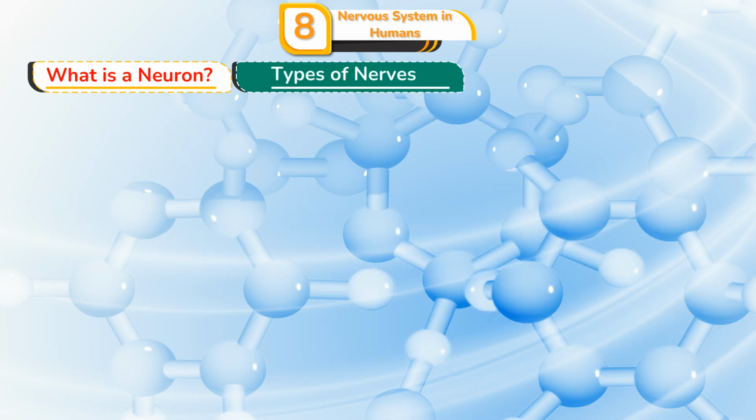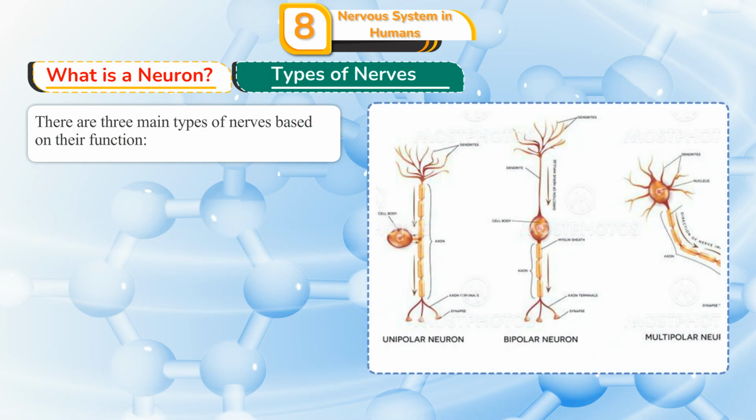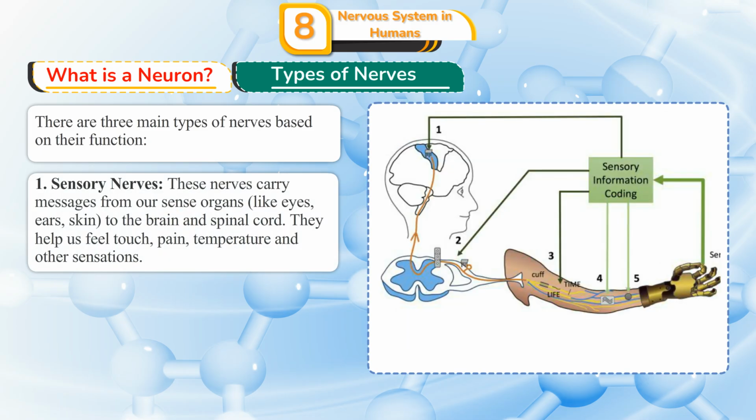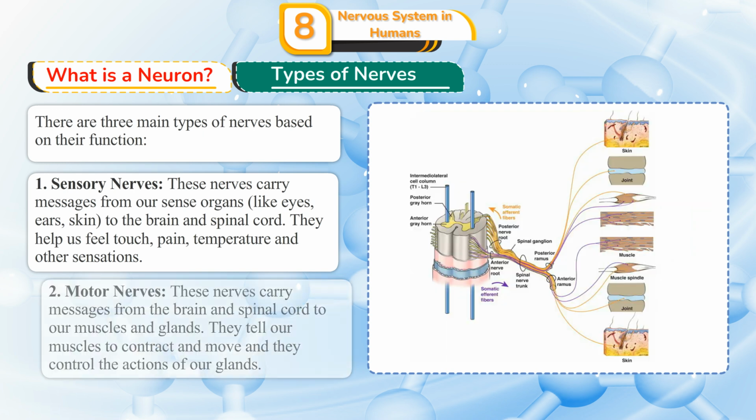Types of nerves. There are 3 main types of nerves based on their function. 1. Sensory nerves. These nerves carry messages from our sense organs like eyes, ears, skin to the brain and spinal cord. They help us feel touch, pain, temperature, and other sensations.